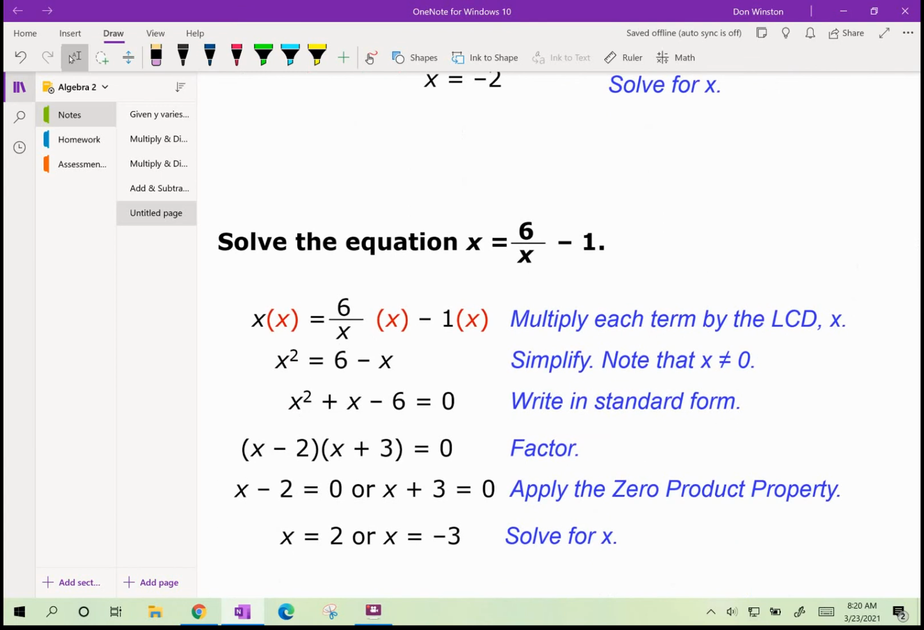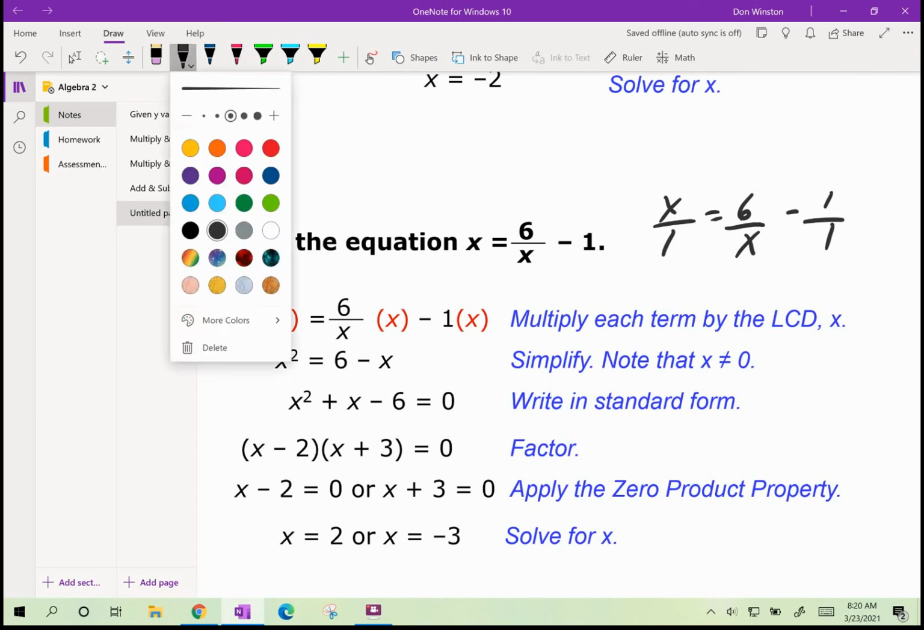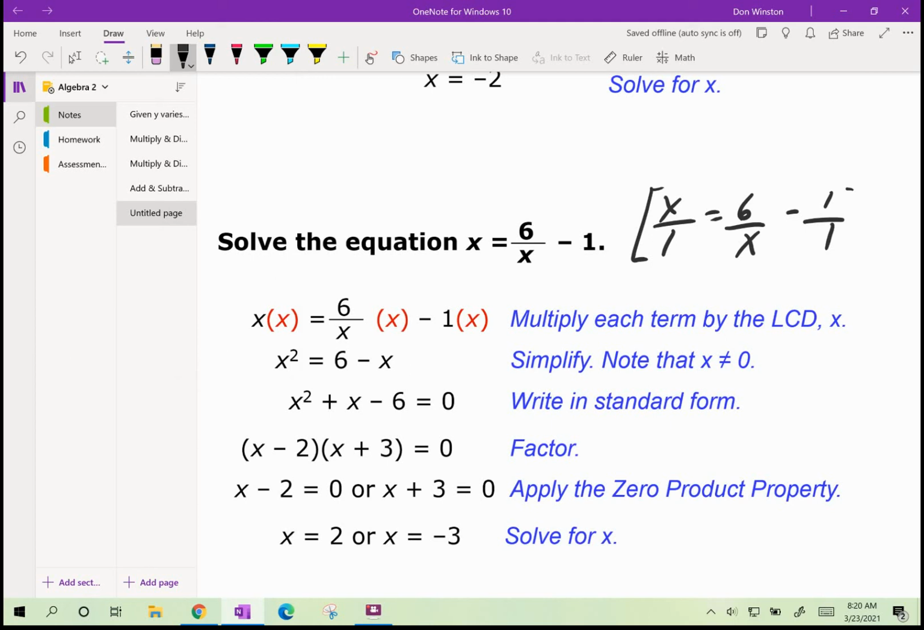Let's look at the next one. Again, I have x, so I always like to write this as a fraction. x over 1 equals 6 over x minus 1 over 1. My LCD has to include the x and the 1, so I'll multiply the entire equation by x. And then you divide and multiply.